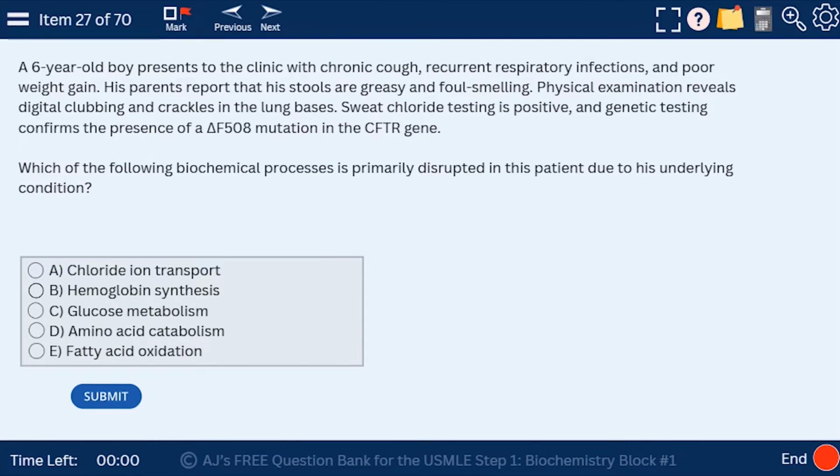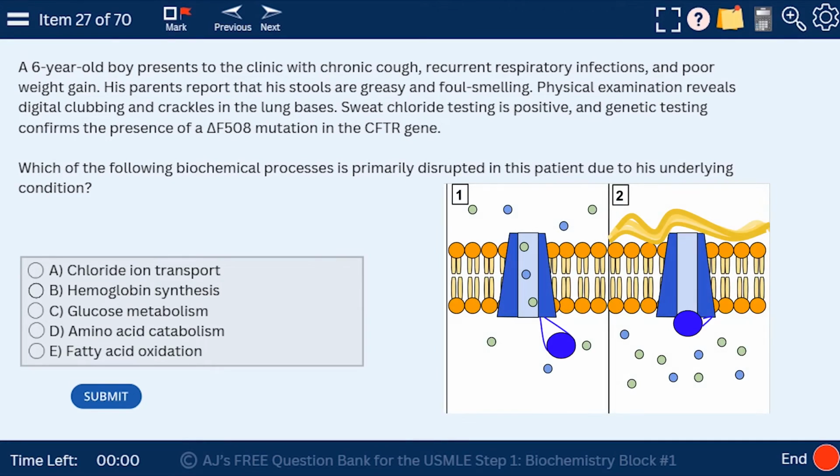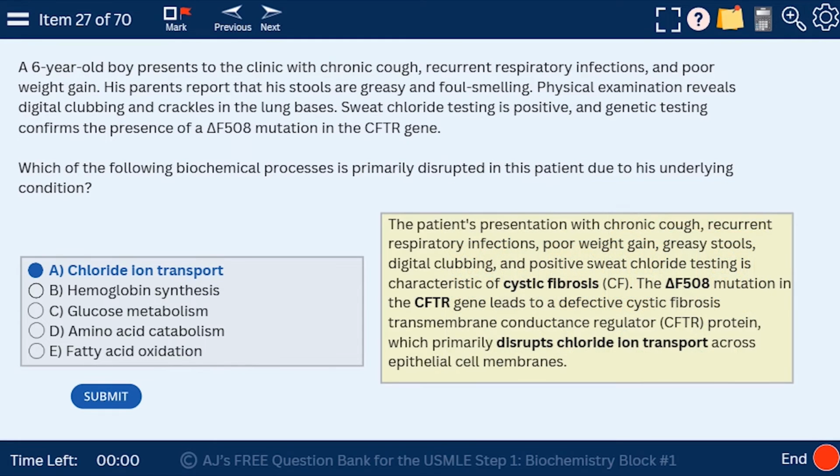Question 27. A 6-year-old boy who has chronic cough, respiratory infections, and poor weight gain, and there's a problem on 508 on the CFTR gene. This is affecting, of course, chloride ion transport. That's why parents who kiss their children with cystic fibrosis may complain that it tastes like they're kissing something salty. And you can read about that over here. Disruption in chloride ion transport channels.